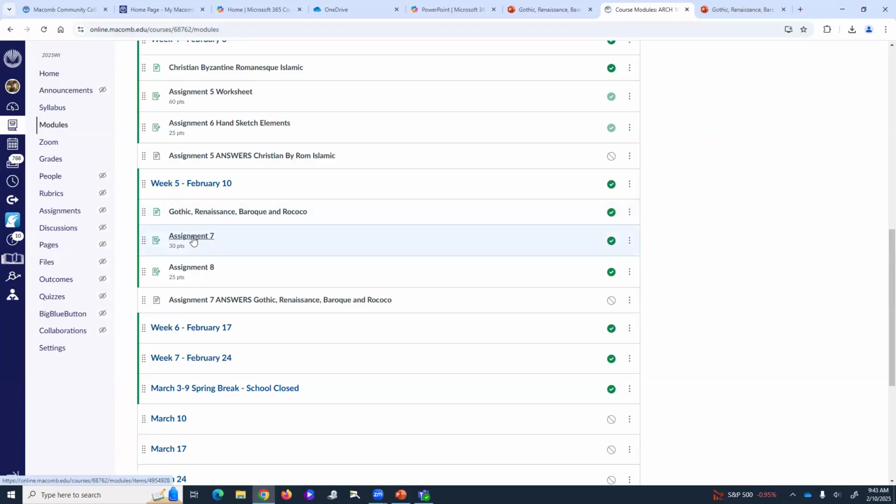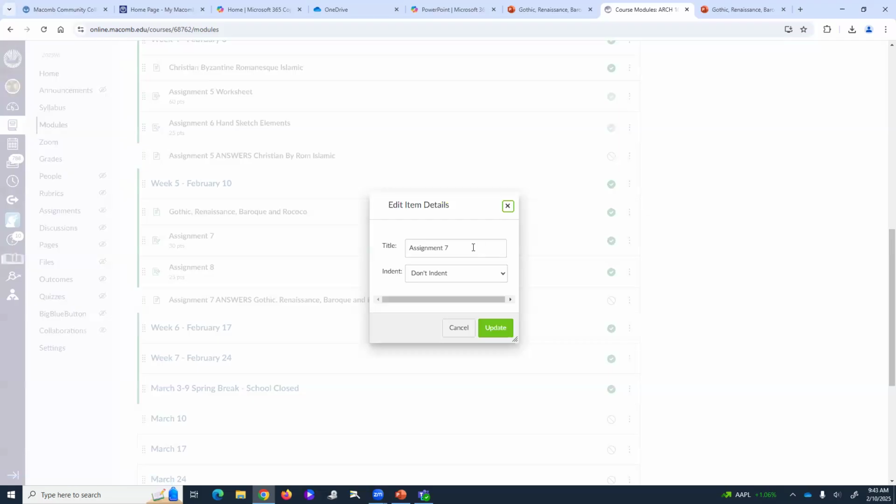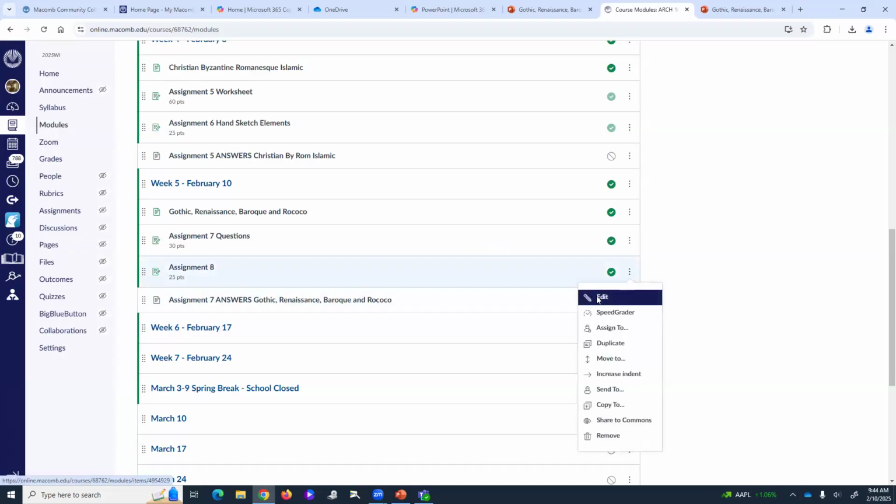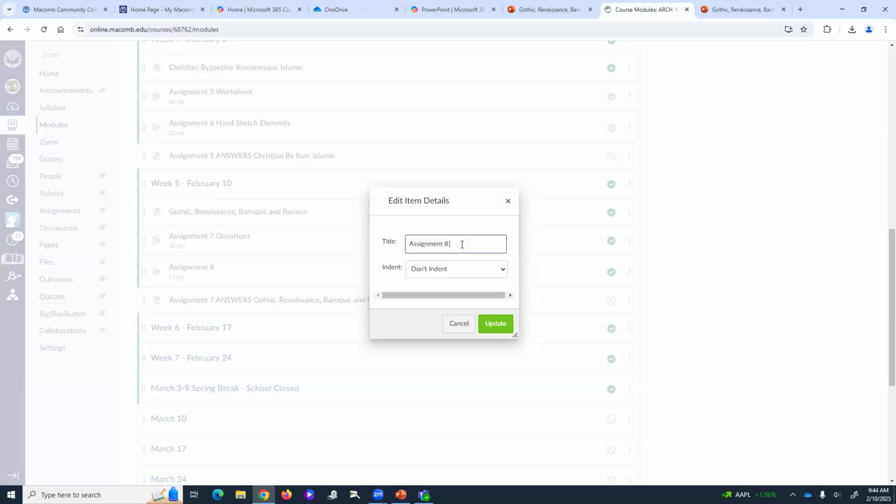We have assignment 7, which is a series of 10 questions on those styles, just the highlights of it, and then assignment 8, which is the PowerPoint that's shared. Maybe I'll change this to questions, and this one here, instead of it being hand drawings, we are all at our computers. Shared PowerPoint.